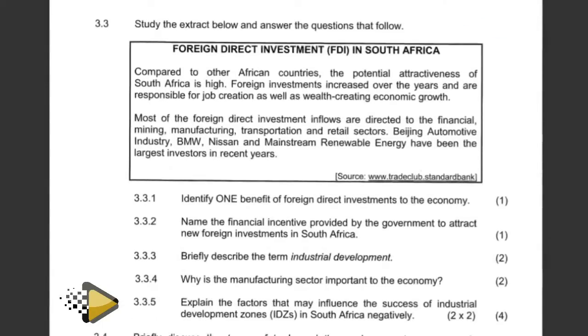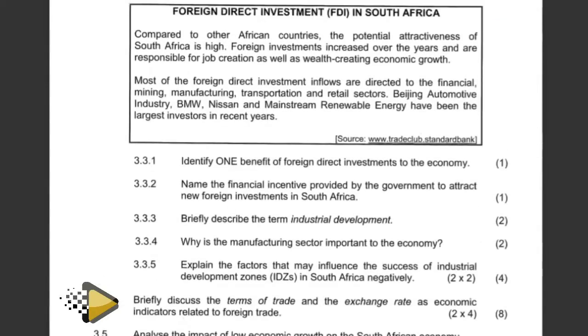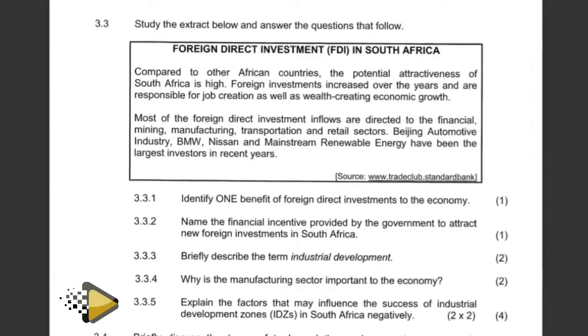Okay, right, grade 12. So now let's move on to the next question, 3.3. If you still remember, the moment you are given this set of a scenario, you should always make sure that you go through the given scenario to understand the message portrayed in it. So now study the graph and the extract below, and answer the questions that follow.